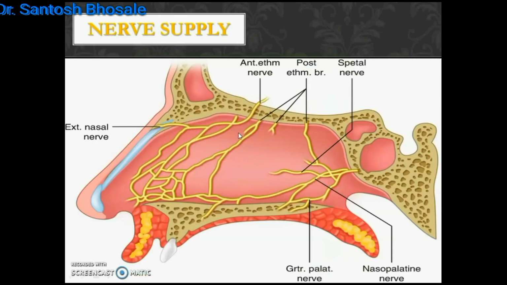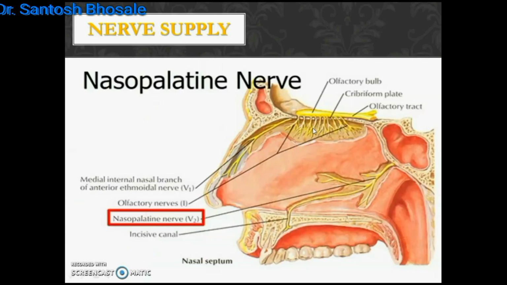Coming to the nerve supply, the nasal septum is divided into 4 quadrants. Anterosuperiorly you can see the anterior ethmoidal nerve, posterior-superiorly the sphenopalatine nerve, posterior-inferiorly the greater palatine nerve, and antero-inferiorly the anterior superior alveolar nerve coming from the maxilla, and the mobile part is supplied by the external nasal branch of the anterior ethmoidal. So anterosuperior, posterior-superior, posterior-inferior, and antero-inferior. These 4 quadrants you can see.